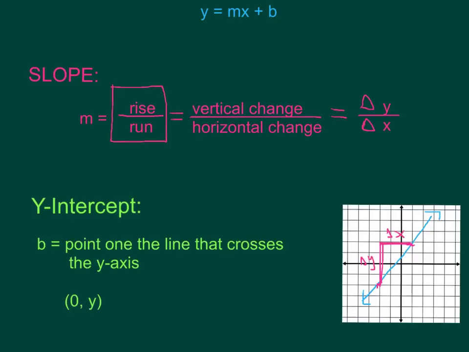And now the y-intercept is the point on a line that crosses the y-axis. So if you remember, we have the x and the y-axis. On your diagonal line, wherever it crosses the y-axis, that is your y-intercept. And the y-intercept, just a reminder, is when the x value is always 0.